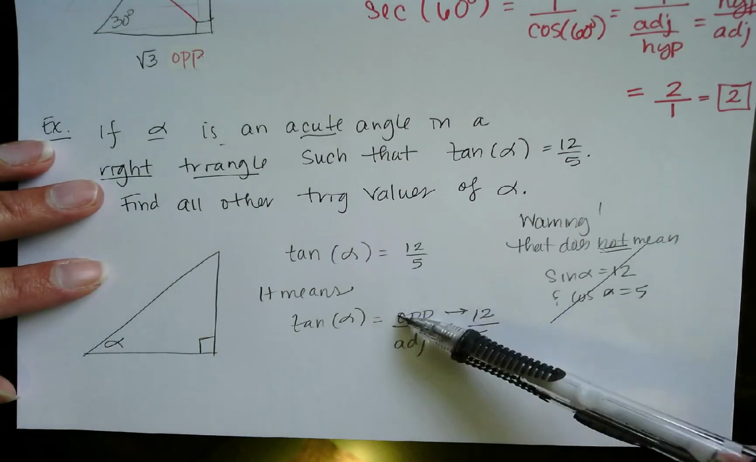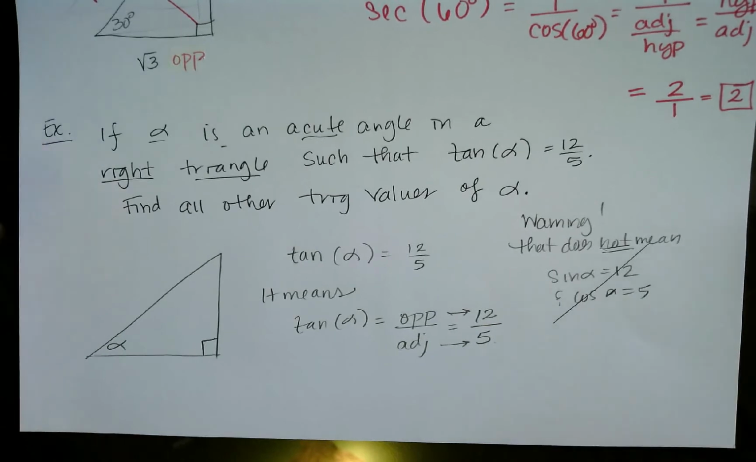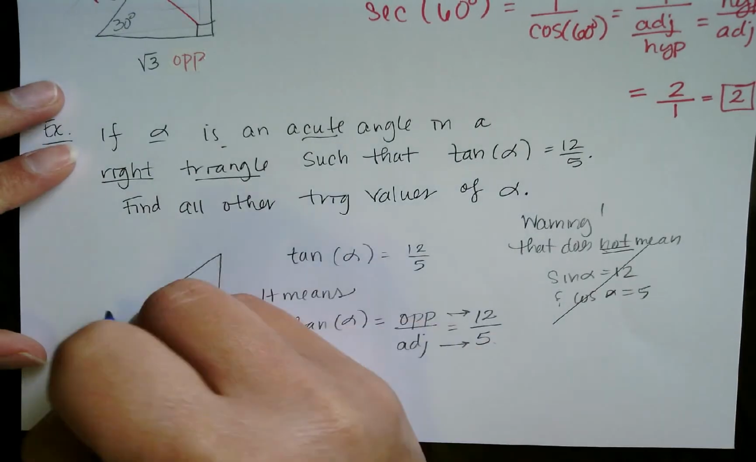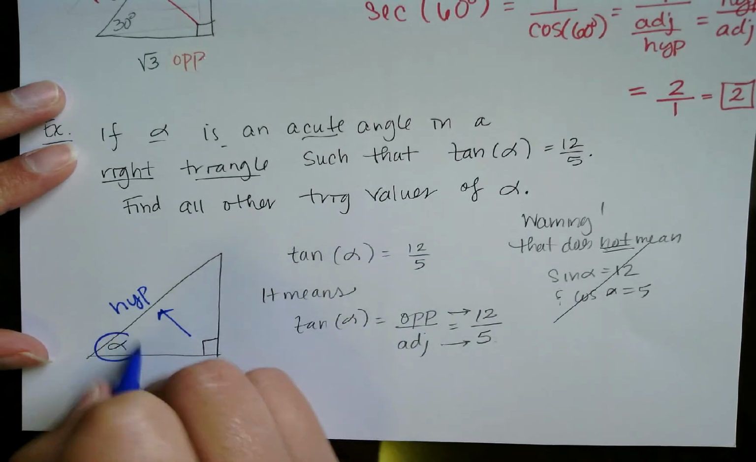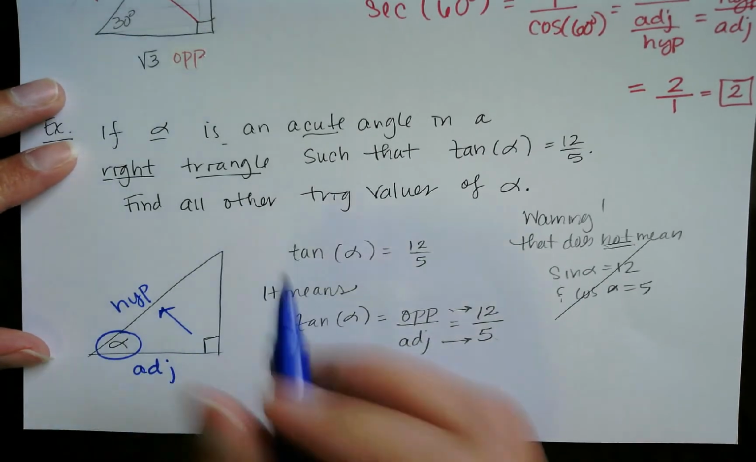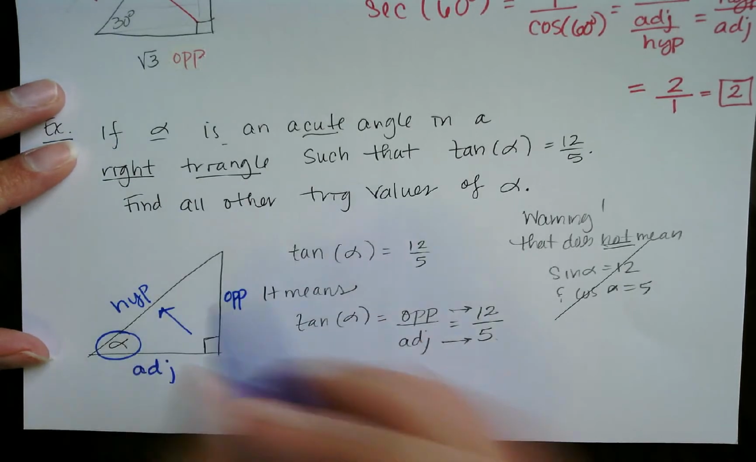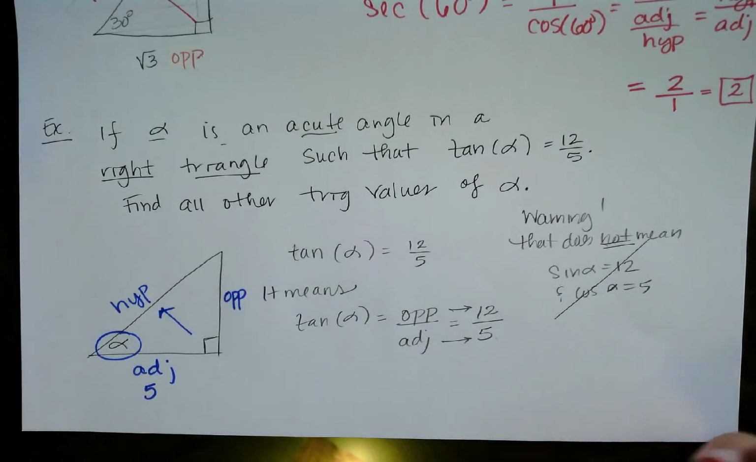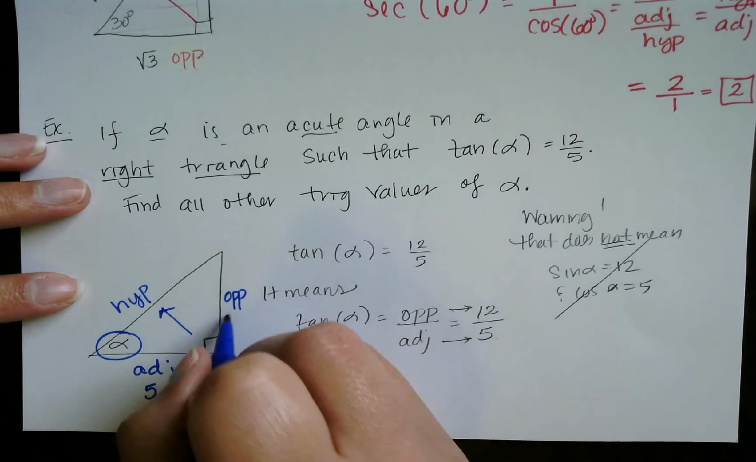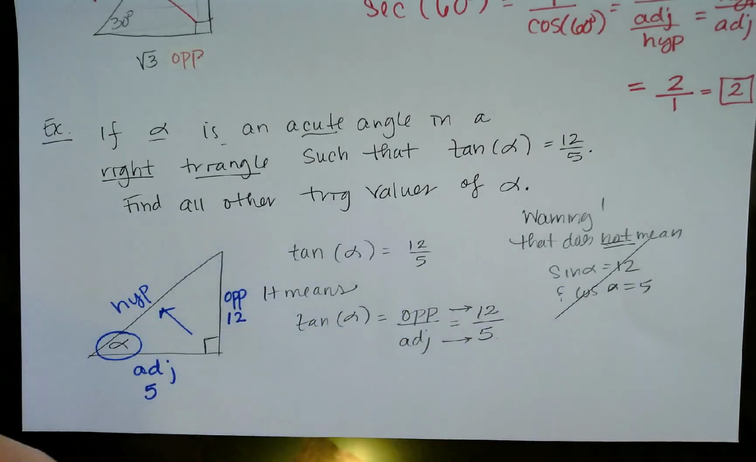So it says opposite is 12 and adjacent is 5. Alright, so let's label this guy. We have hypotenuse is always across from the right angle. And according to alpha, this is my adjacent side on the bottom, and this is my opposite side on the right hand side. So adjacent is 5, so that's 5, that length. They didn't give us meters or centimeters or inches, and opposite is 12. So now I have them labeled. So my triangle is labeled. Got my opposite side and my adjacent side.